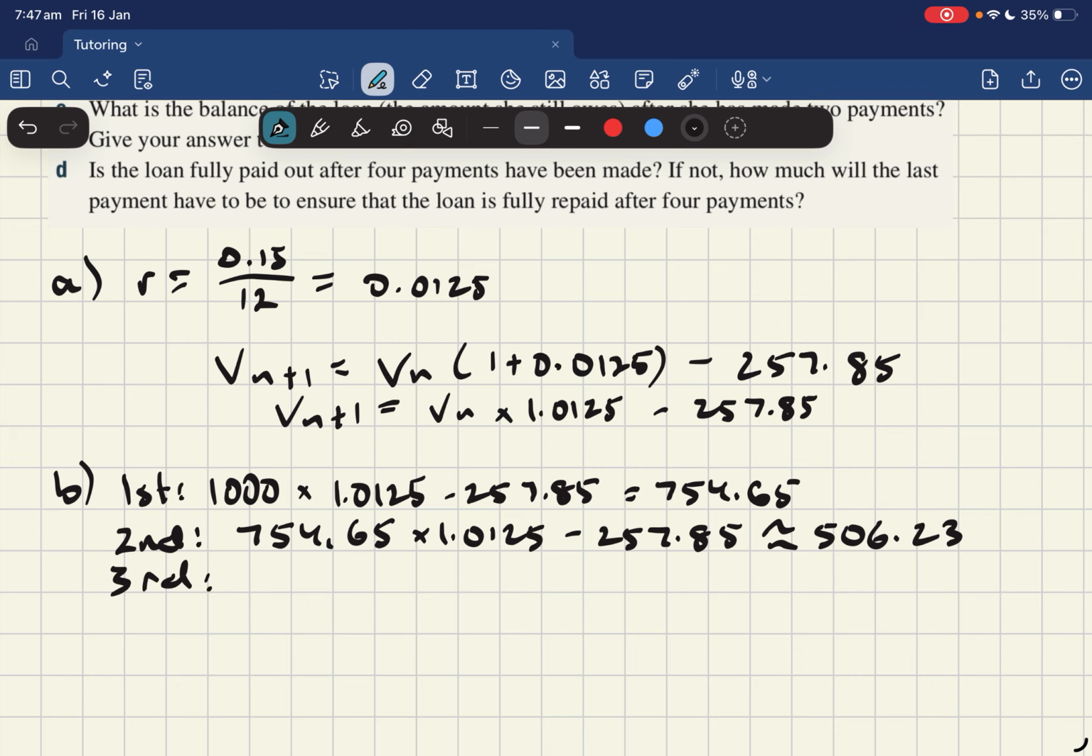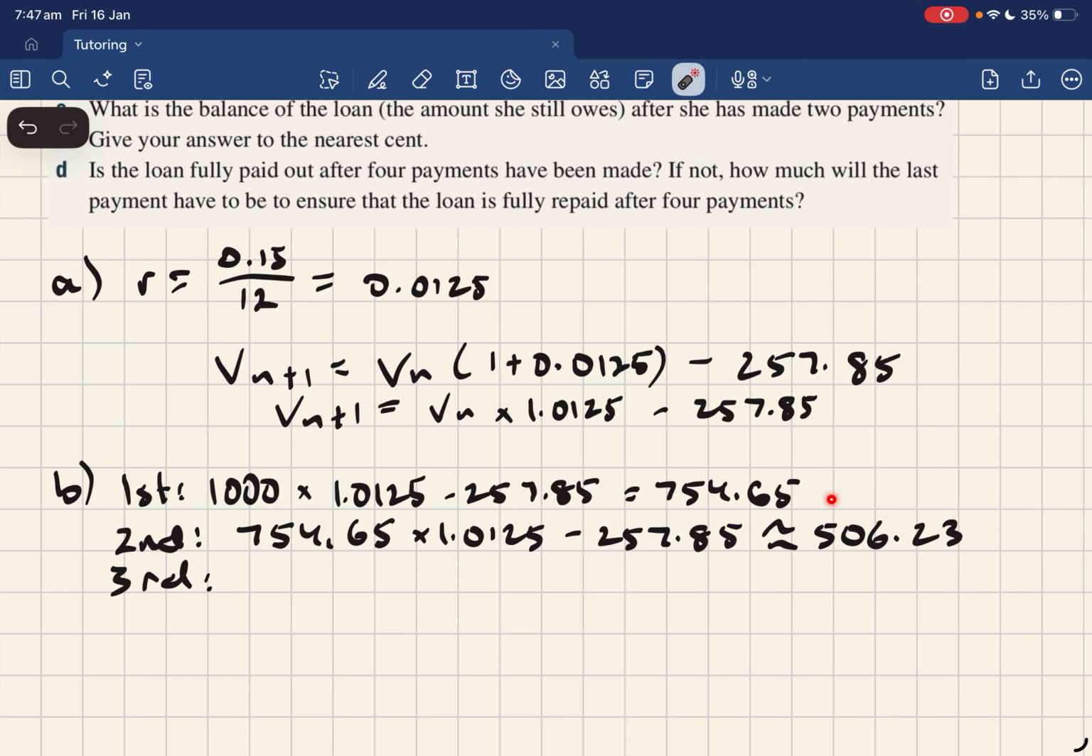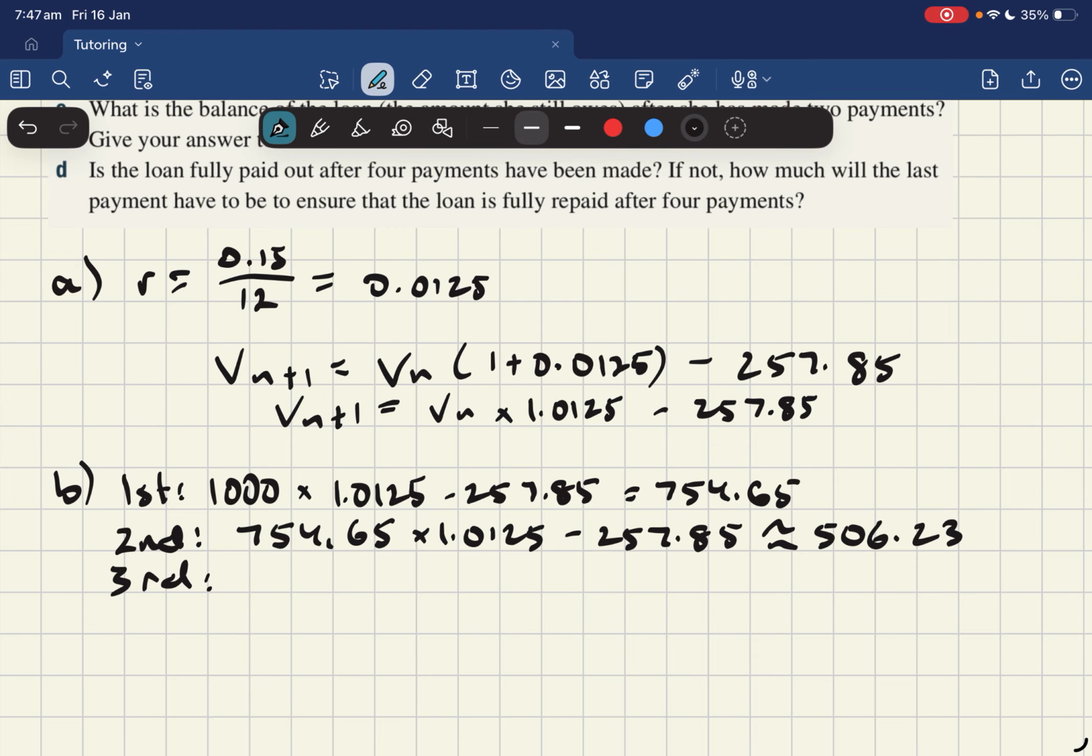And you are just inputting this into your calculator. So every single time, this amount from your previous month goes in place of the Vn, and then you continue the recurrence relation to figure out the amount left to pay the following month. So the third one, we take that amount, 506.23 times 1.0125 minus 257.85 gives you approximately 254.71.